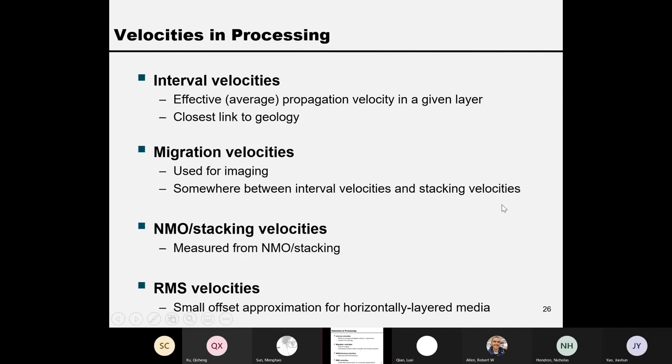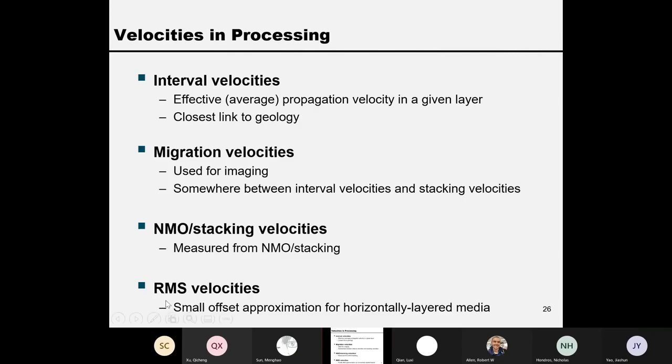That's the usual case. When we talk about stacking velocity, we mean the velocity for generating the optimal stack section. Sometimes we also call it NMO velocity. NMO and stacking velocities are almost equivalent, but not exactly. We will see the subtle difference.